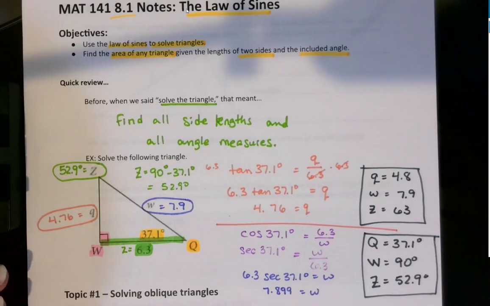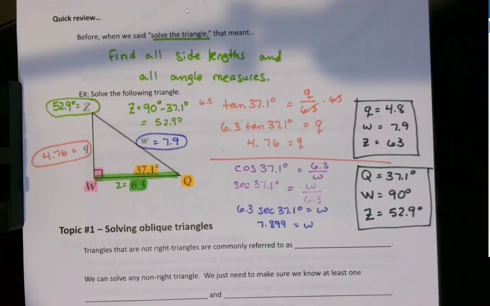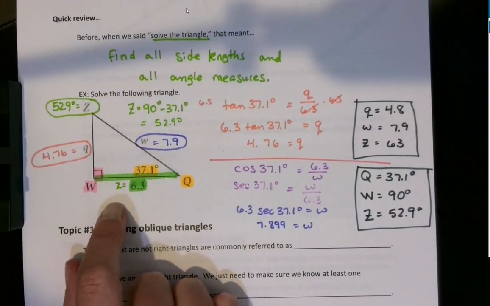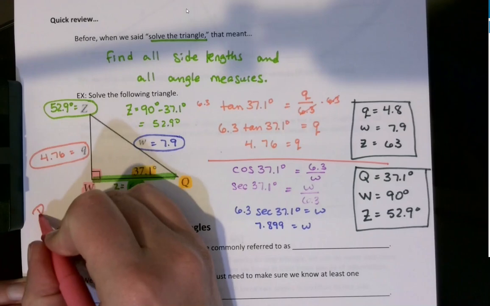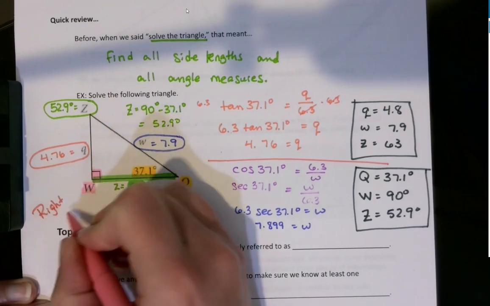The thing that made this triangle possible for us to solve was the fact that it is a right triangle. It has a 90-degree angle.